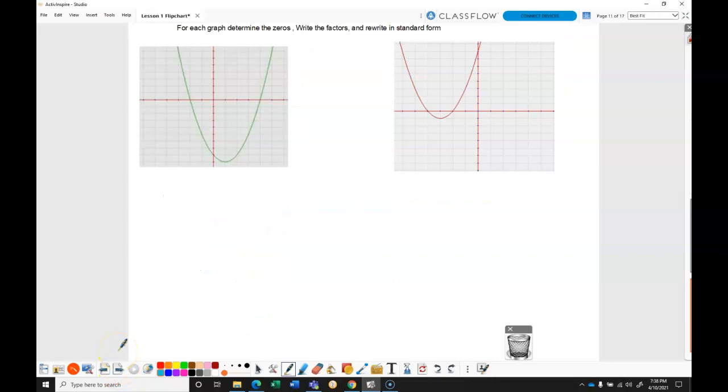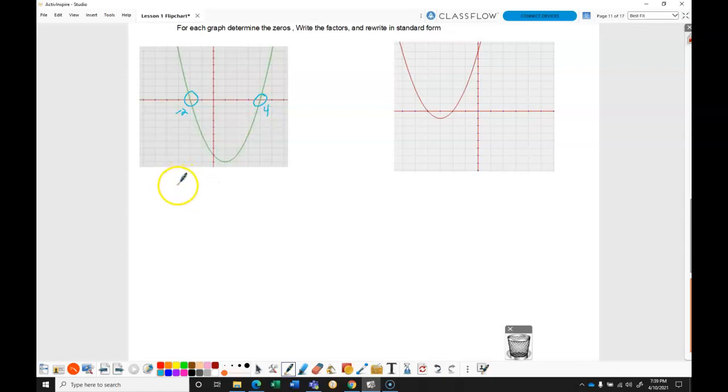Now we have graphs. We need to determine the zeros. We will write the factors, but then we're also going to rewrite it into standard form. All right, so the first thing I have to do is figure out what my x-intercepts are. So this looks like it's an x value of -2. And this looks like it's an x value of 4. So I'm going to write the factors that match those.